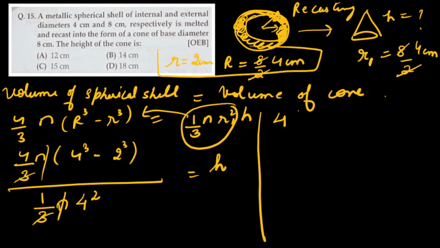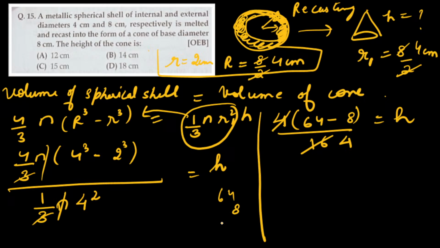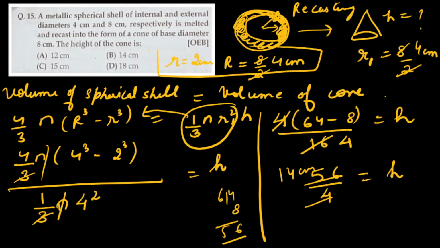So 4 cube is 64 minus 2's cube, which is 8, divided by square of 4, which is 16. This is equal to h. So 4 into 1, 4 into 4, and 64 minus 8. What will we get for 64 minus 8? So this is 56. 56 by 4 is equal to h. If we do cancellation here, I'll get 14. 14 centimeter. So option B. The answer is 14 centimeter. So Tejas, Rehan, Shivashankar have given the answer before me. 14 centimeter is the correct answer.